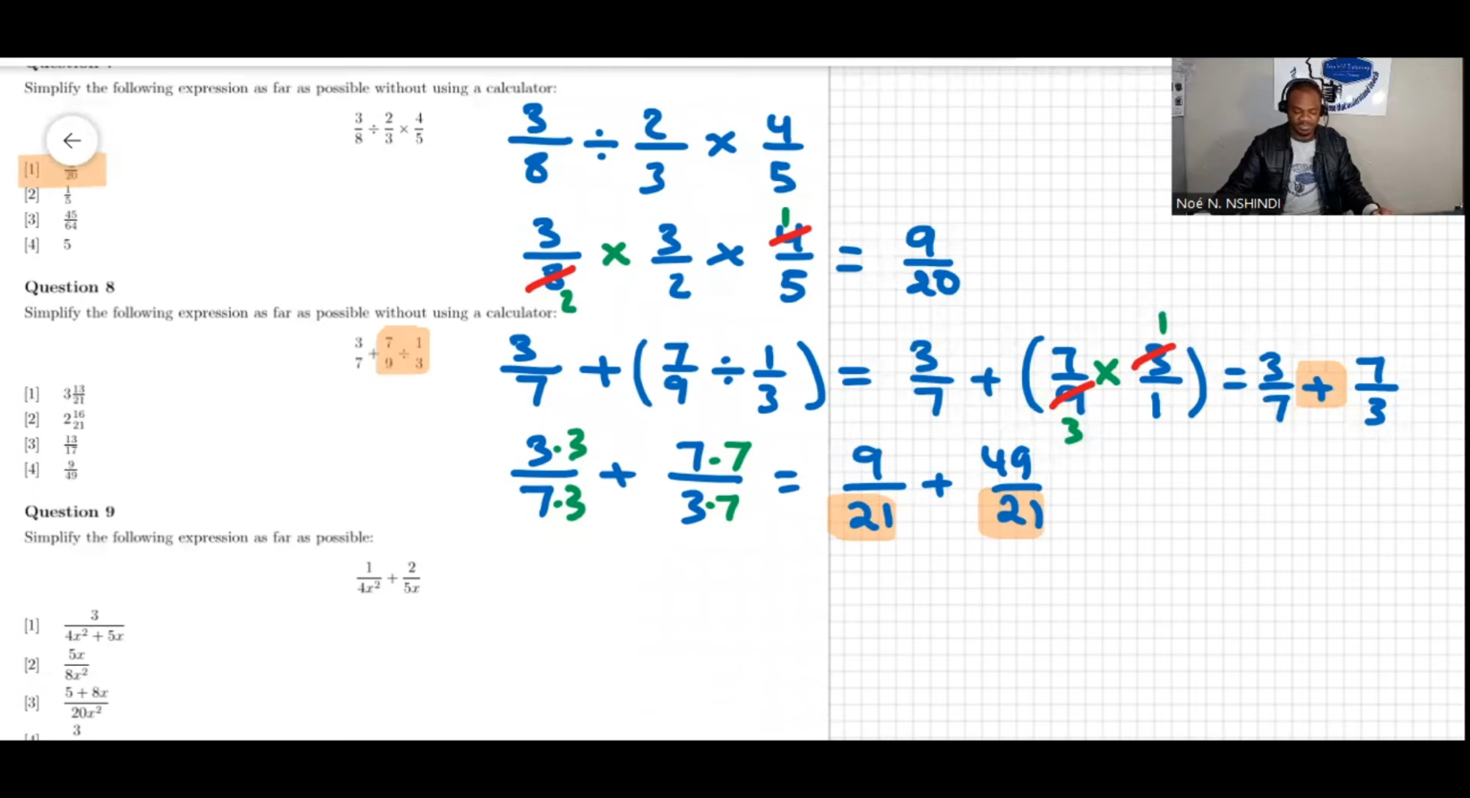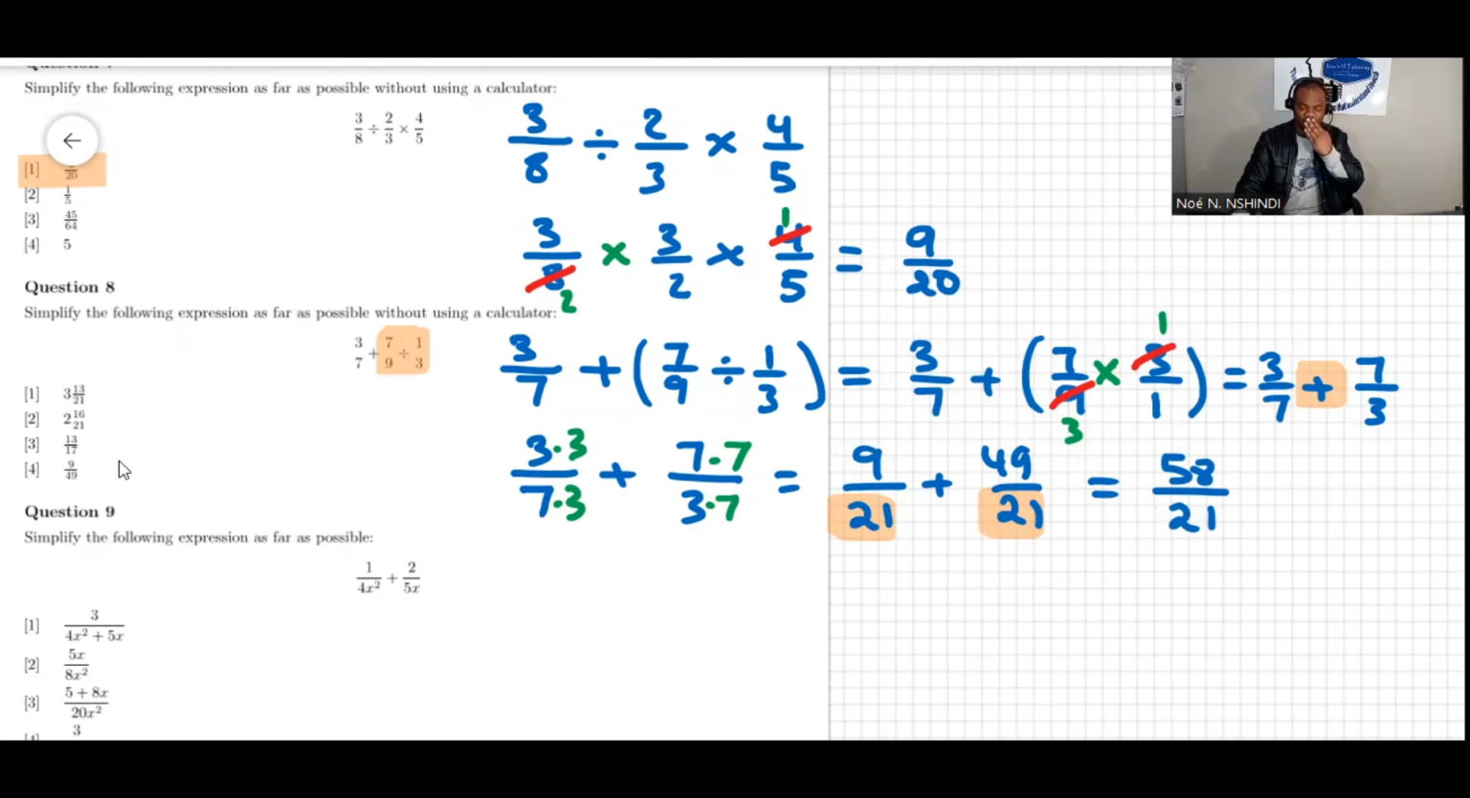Now that the denominators are common, I can add only the numerators. It must be equal to 9 plus 49 is equal to 58. Please don't say over 42. You don't add the denominators, you just add the numerators. So it's over 21. Then when you look at this, we don't have this answer here.